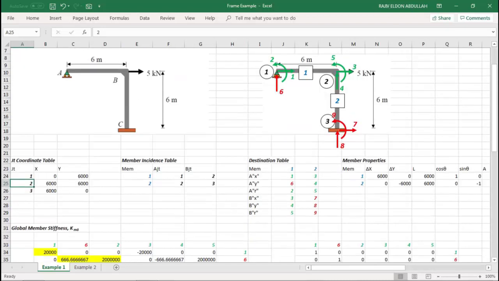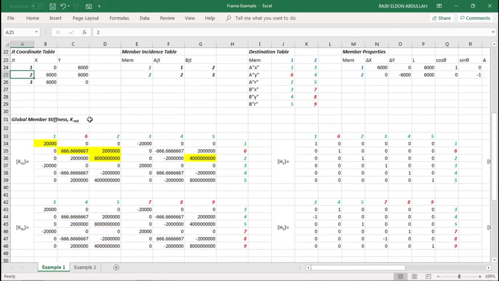So after setting up all of the information, you can now start computing for the global member stiffness. So you'll be needing the local member stiffness for each member. Take note again, this is a 6 by 6 matrix. The formula would be what we discussed in the last lecture video. So I placed here the destination along the column header and the destination along the row header here. So that's 1, 6, 2, 3, 4, 5.